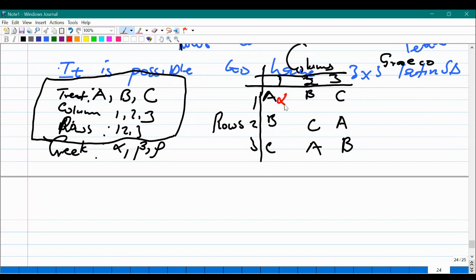So suppose alpha is here. Where am I supposed to put the other ones? Can someone help me? If I put alpha there, you treat the Greek letters like the treatments. The letter should appear once and only once in each row and column, the way you attached the treatments. Can you please help me with the middle? If we have alpha there, what can I attach next to B?